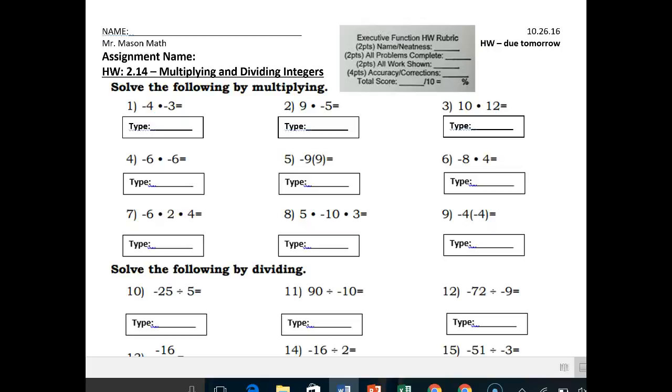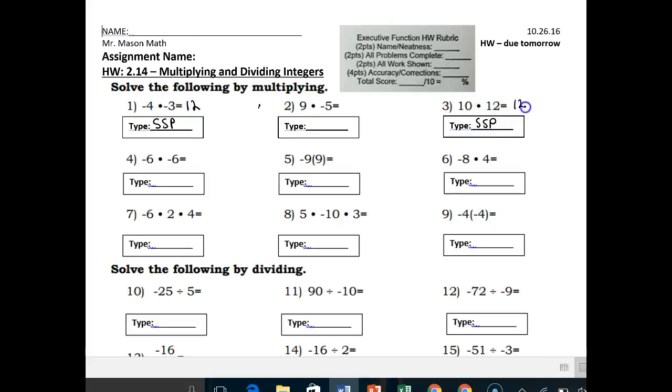So I'm going to help you through homework 2.14. Basically, I just need you to write down the type, SSP or DSN, and then solve it. So, for instance, number 1 is a same signs positive. They're both negative. So therefore, when you have 2 or an even amount of negatives, you will have a positive answer. So positive 12. Number 3, also SSP.